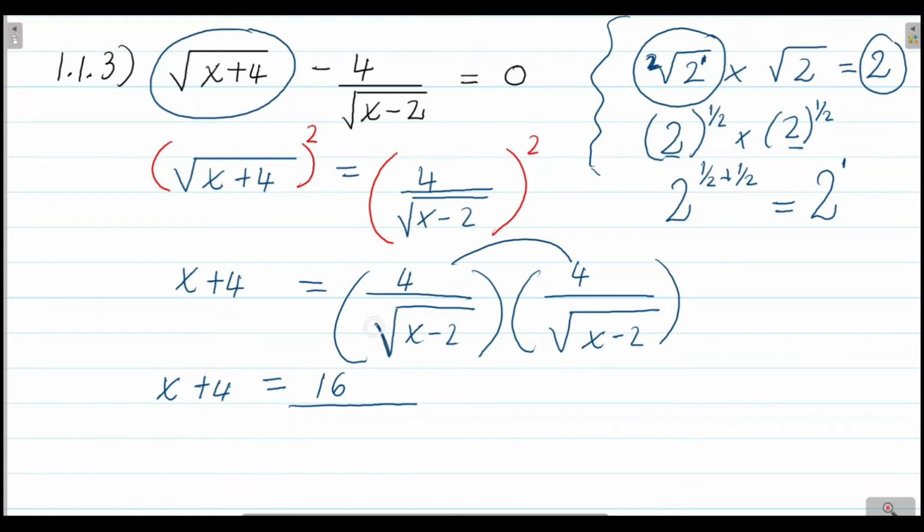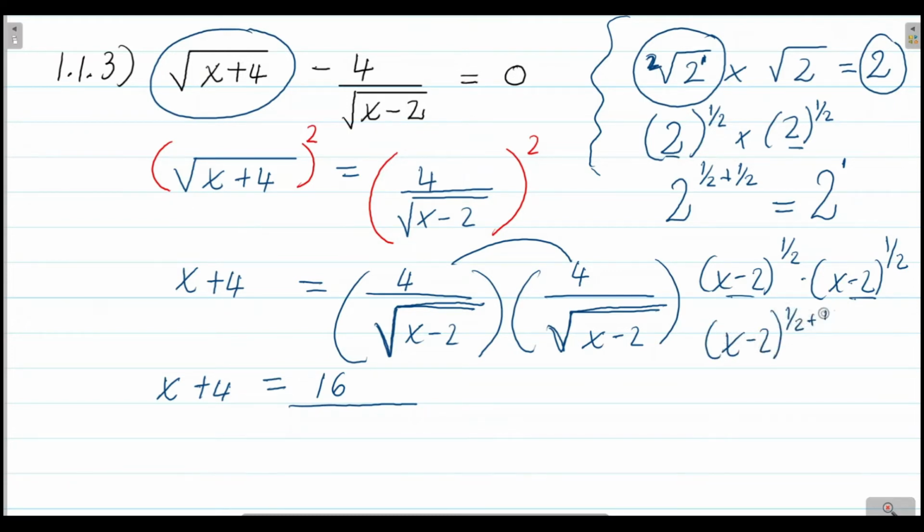If you're multiplying the square root of x minus 2 with the square root of x minus 2, it's like saying x minus 2 to the power of a half multiplied by x minus 2 to the power of a half. You've got the same base, therefore you add your exponents. So it's 1 over 2 plus 1 over 2, which gives x minus 2 to the power of 1. So that is our final answer here: x minus 2. I hope I didn't lose anyone there.